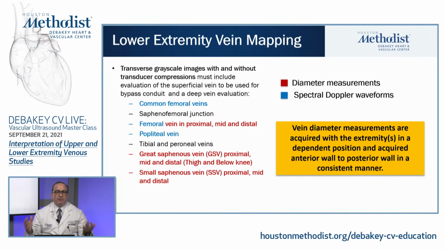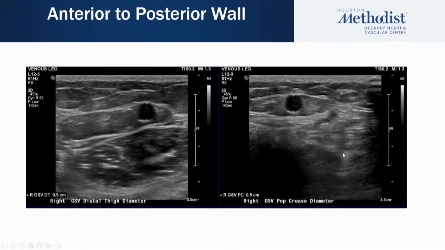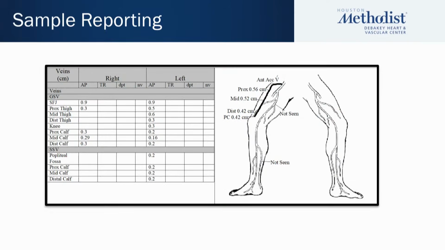So let's start with the simple part. Lower extremity vein mapping. We try to measure the diameter of the vein, and usually we want to measure it the same way every time, anterior to posterior wall. We have to perform it in a consistent manner so that you're able to reproduce it, and so that your results are trusted by the person who's eventually reading the test or who's using that test to make a clinical decision. Here's one of those examples where we have our saphenous vein, and we are measuring the anterior to posterior wall diameter.